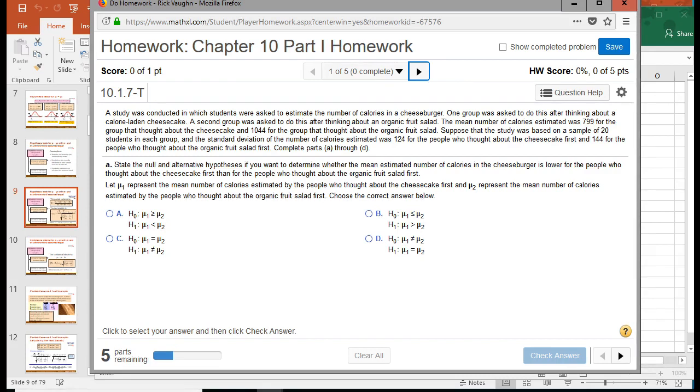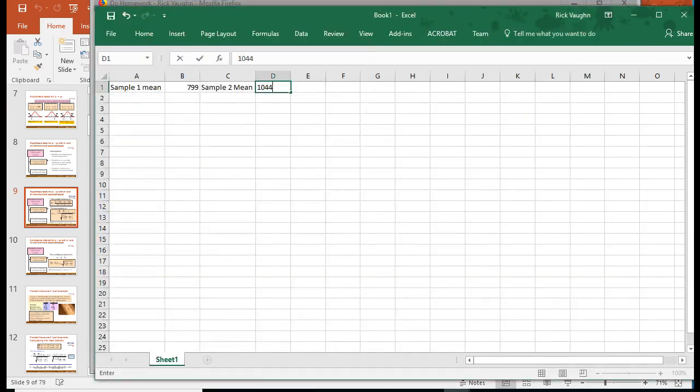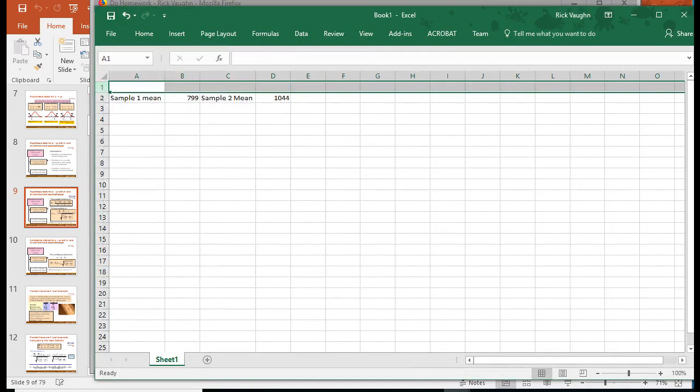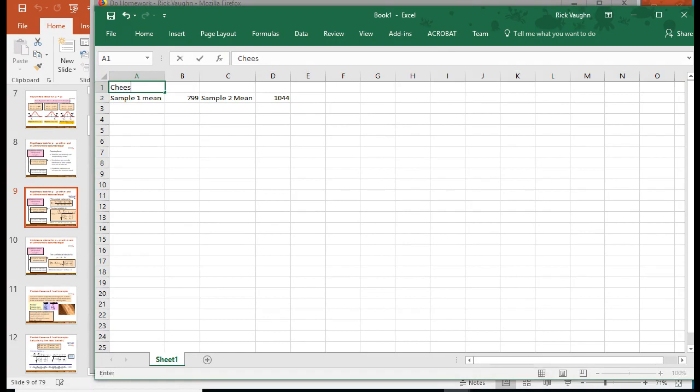We're going to start by looking at the mean number of calories for the cheesecake group and the mean number of calories for the organic fruit salad group: 799 and 1044. I've started to type these over here. This is all text characters so far; I haven't done any computations. I'm going to insert a new row. We'll put up here, this is the cheesecake group. And over here, we're looking at the fruit salad.